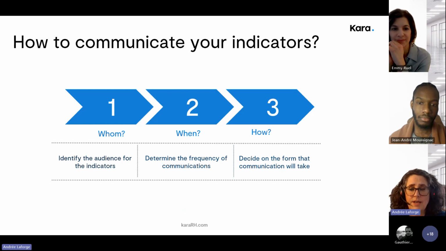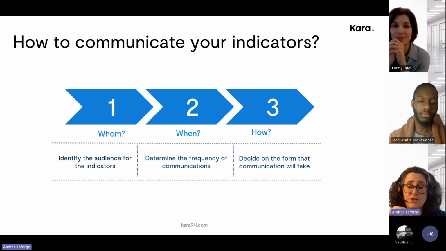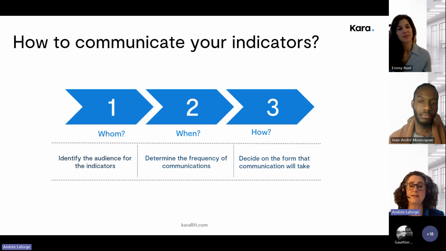Second, when, okay? You need to decide how often the dashboard should be communicated. Note that frequency may vary on the nature of the indicator. For example, if you have a dashboard on your engagement and you only have an annual survey, it doesn't make sense to update that dashboard every month, okay? So it depends on the nature of the indicators. The frequency of the data and the need of the audience will also help you choose the right frequency.